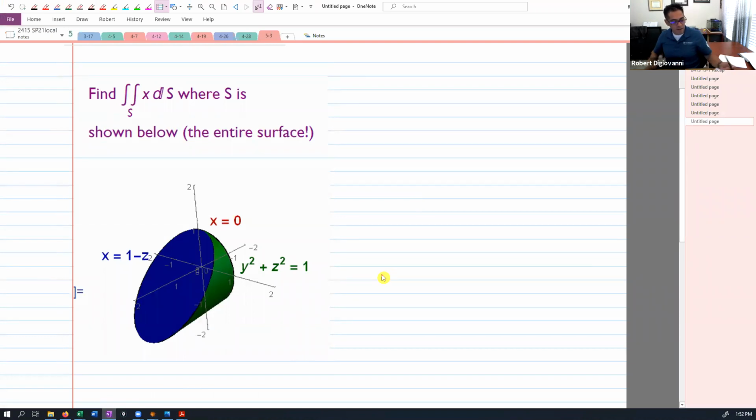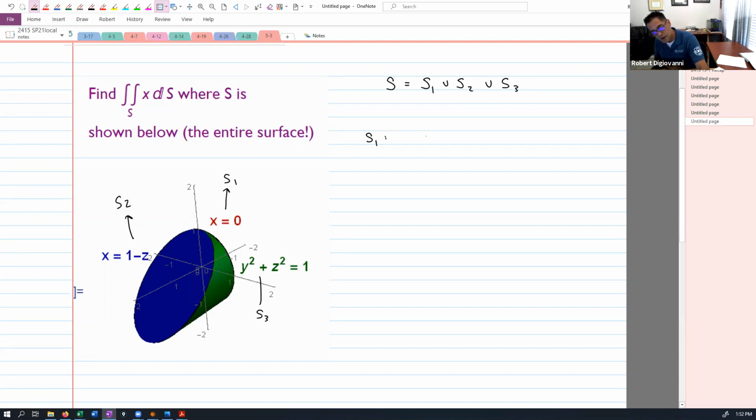You ready for some fun here? You thought it couldn't get more fun. So S is actually the union of three other surfaces. So let's label these. I'm trying to think of which one I want to do first. I'll do this in a different order. I'm going to do this as S1, this one is S2, and this one is S3. So let's start with S1.